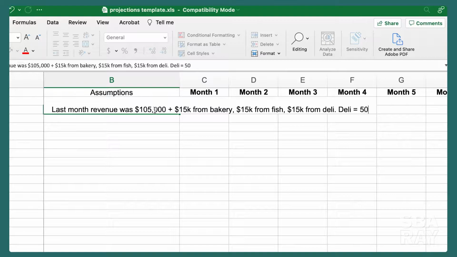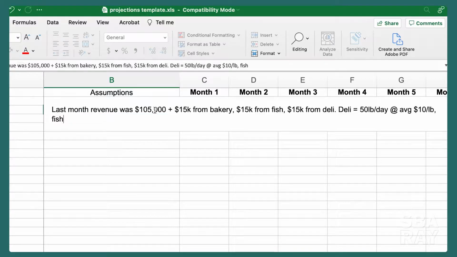Maybe I did some research and I know that we can sell 50 pounds of deli meat a day at an average price of $10 a pound, and that's going to produce $15,000 of revenue. And then maybe I have a similar assumption for the fish: $10 a pound, 50 pounds a day, and that's $15,000 of revenue. And then the bakery also, I'll expect to generate $15,000 of additional monthly revenue.